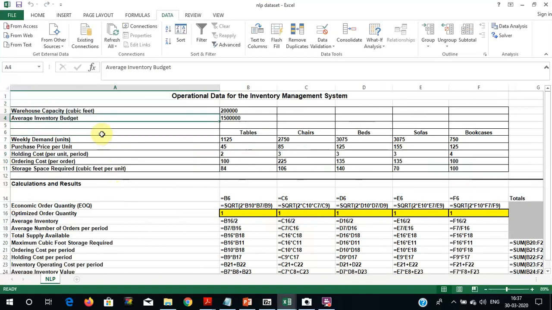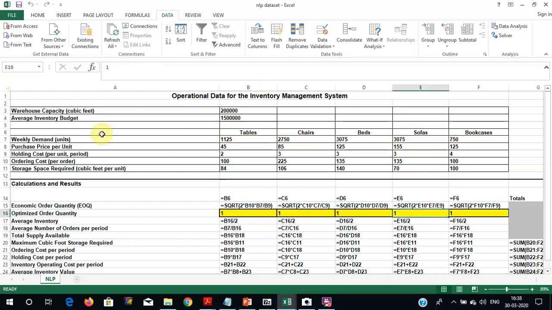So you can see the same information I explained in the PPT, I have put it in an Excel sheet: five different products, table, chair, bed, sofa, and bookcases. This information we already discussed. So let's say EOQ is under root 2 D S divided by H, that we already discussed.